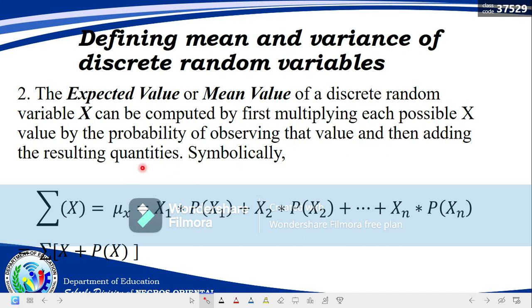Symbolically, we have here the summation of x. You've noticed that we used this symbol in our previous videos for the population mean. Here we just use this as the mean. This is equal to x sub 1 times p of x sub 1 plus x sub 2 times p of x sub 2 plus and so on and so forth plus x sub n times p of x sub n. Then the answer will be the summation of x times p of x.